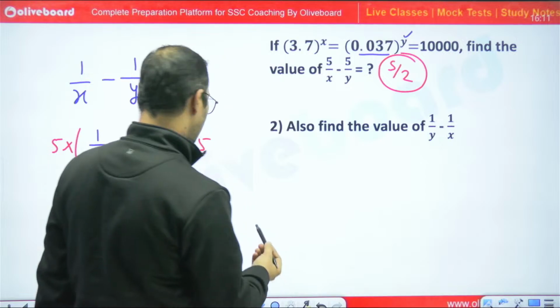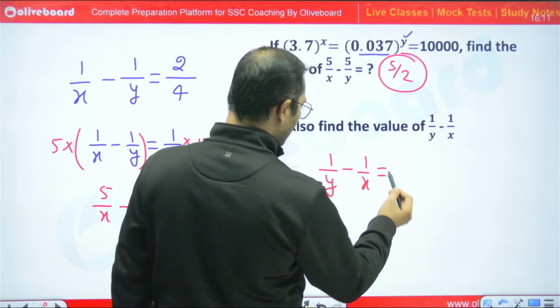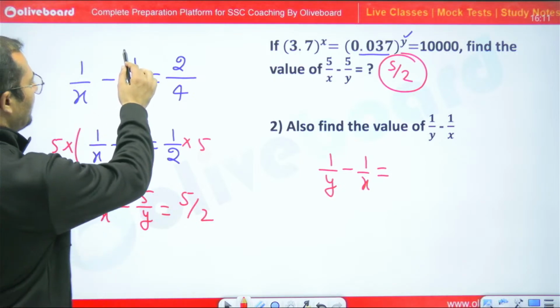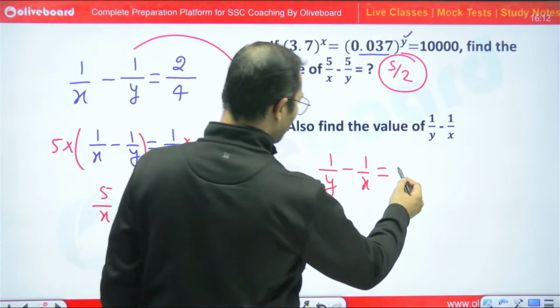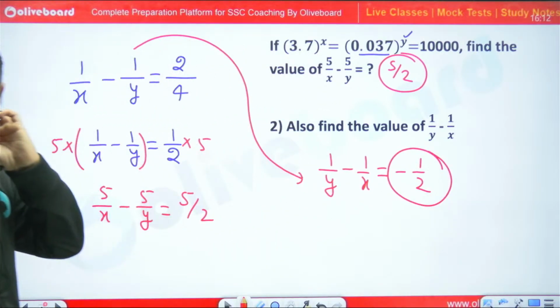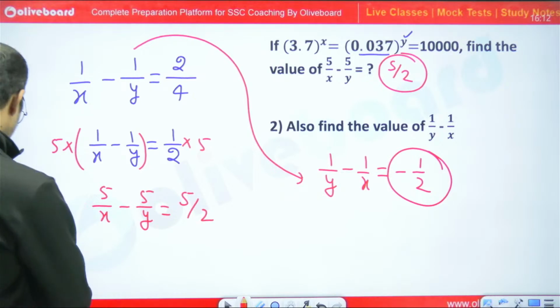So the value for 1 upon y minus 1 upon x: just multiply by minus 1 on both sides, or take minus common. It's up to you. So the answer would be minus 1 by 2. Clear?